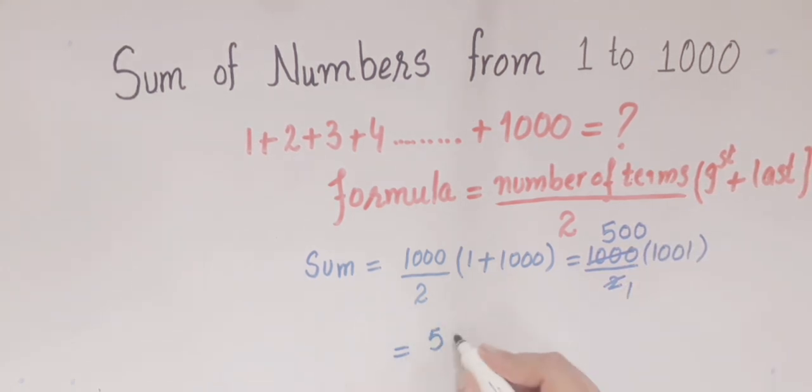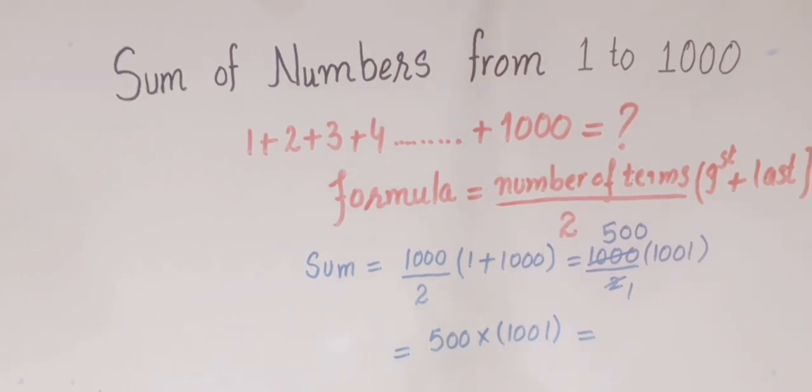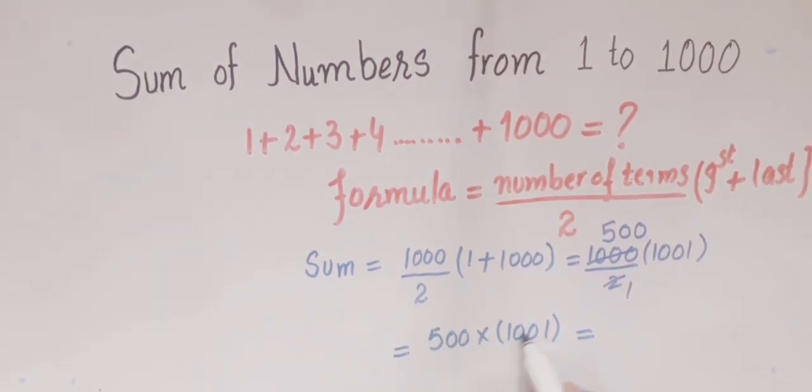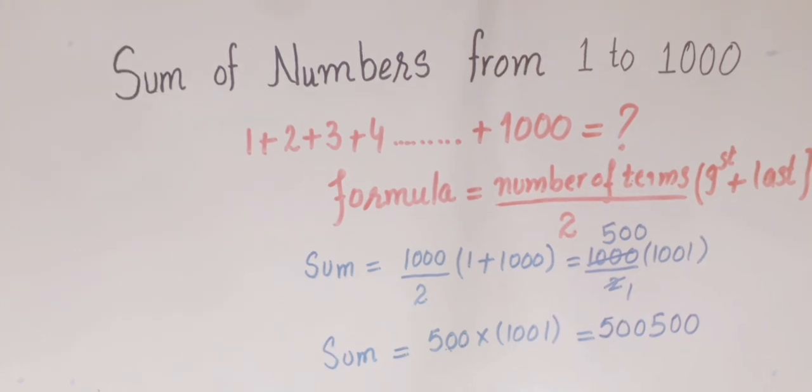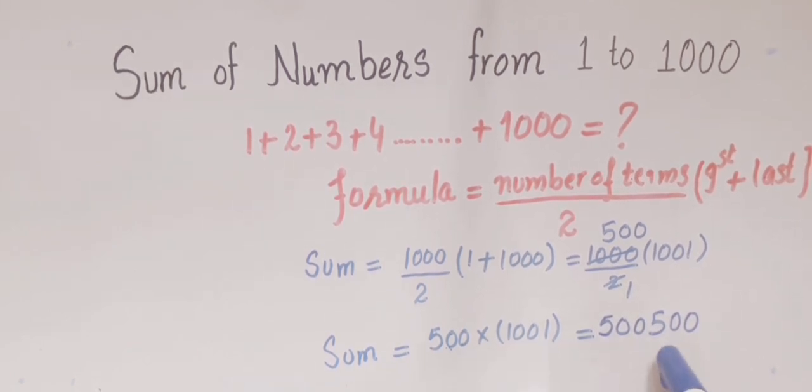So we multiply 500 by 1001, we will get the sum. We multiply this 5 by 1001, so we get 5005 and write these 2 zeros with this. So this is the sum of all the numbers from 1 to 1000. I hope you understand this. If you don't believe me, let's quickly add these numbers manually or using calculator. You will get this answer.